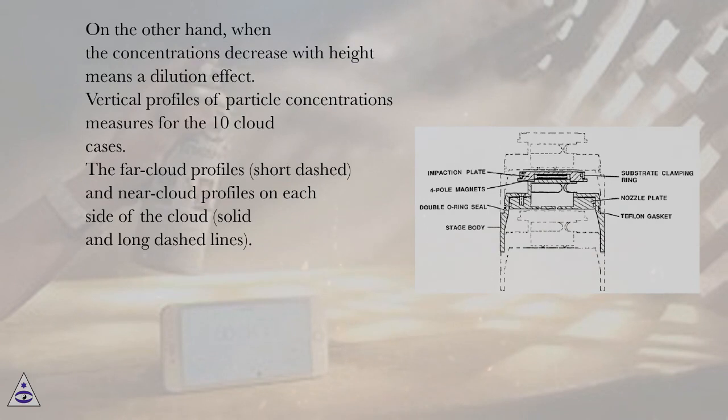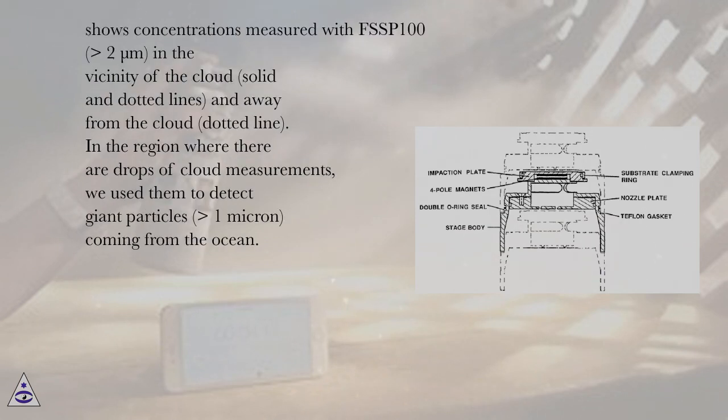Vertical profiles of particle concentrations measured for the 10 cloud cases. The far cloud profiles, short dashed, and near cloud profiles on each side of the cloud, solid and long dashed lines. The figure shows concentrations measured with FSSP 100, greater than 2 m, in the vicinity of the cloud, solid and dotted lines, and away from the cloud, dotted line. In the region where there are drops of cloud measurements, we use them to detect giant particles, greater than 1 micron, coming from the ocean.